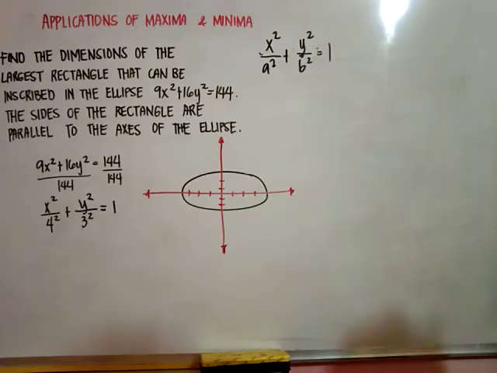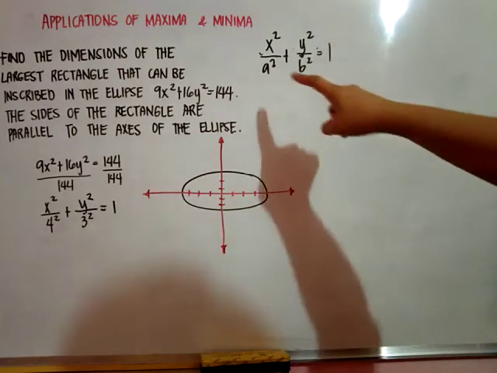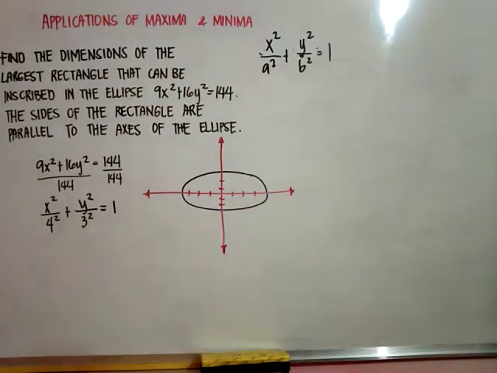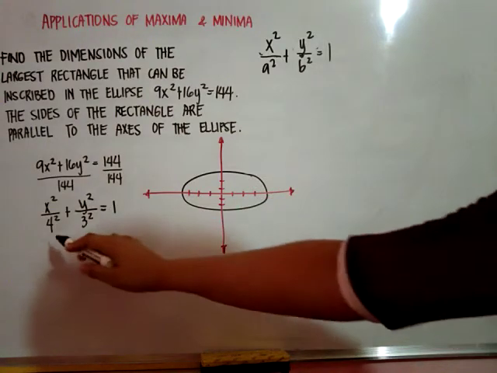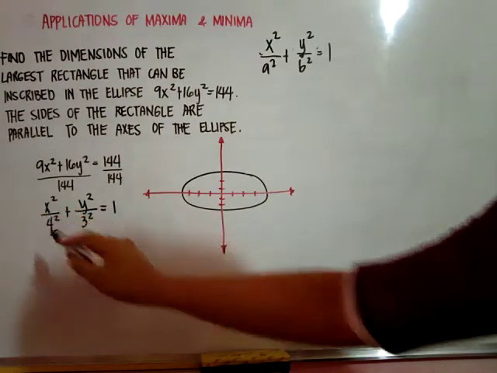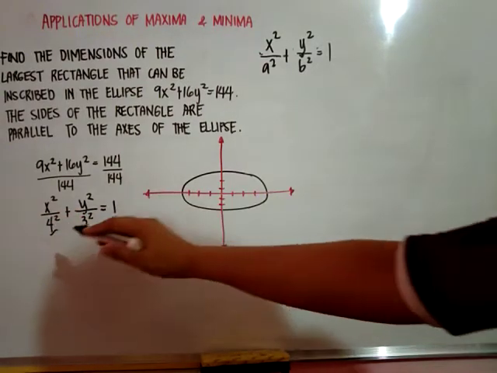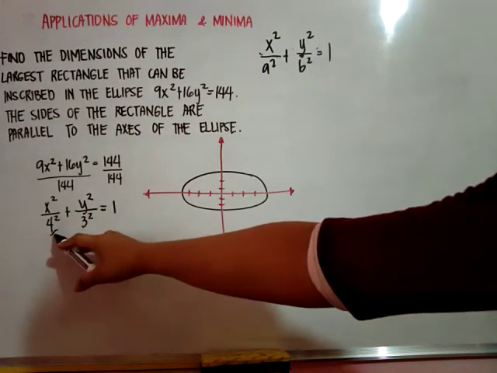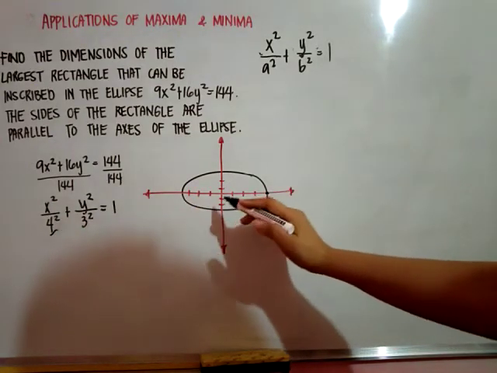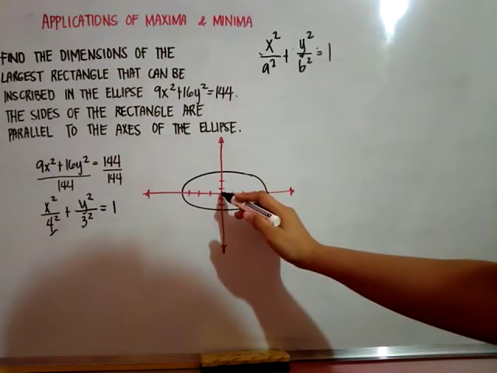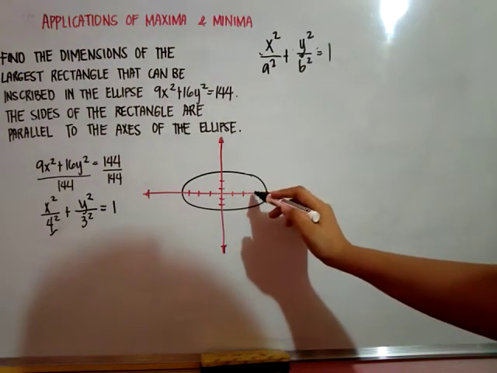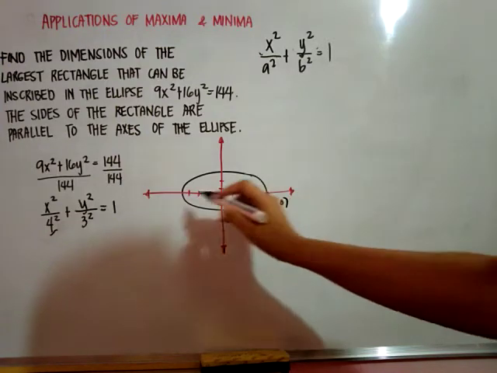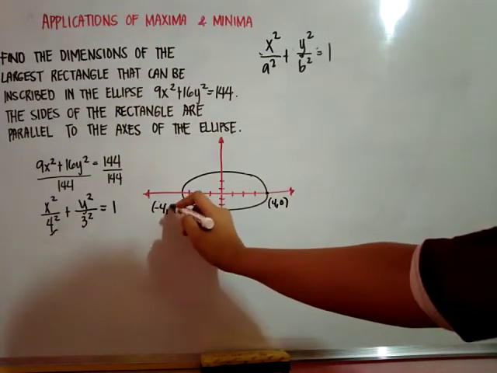Kung alin yung mas malaking value, yun yung magiging major axis ng ellipse, kung saan siya mas malaki yung buka. Dito, ang major axis ng ellipse natin is along x-axis. Why? Because yung larger value between a and b is kasama ni x. Therefore, pag pinlot natin siya, for the major axis, we have (4, 0). Bibilangan tayo ng 4 units from the origin: 1, 2, 3, 4. So, we have (4, 0). And then, another one at the left side, we have (-4, 0).